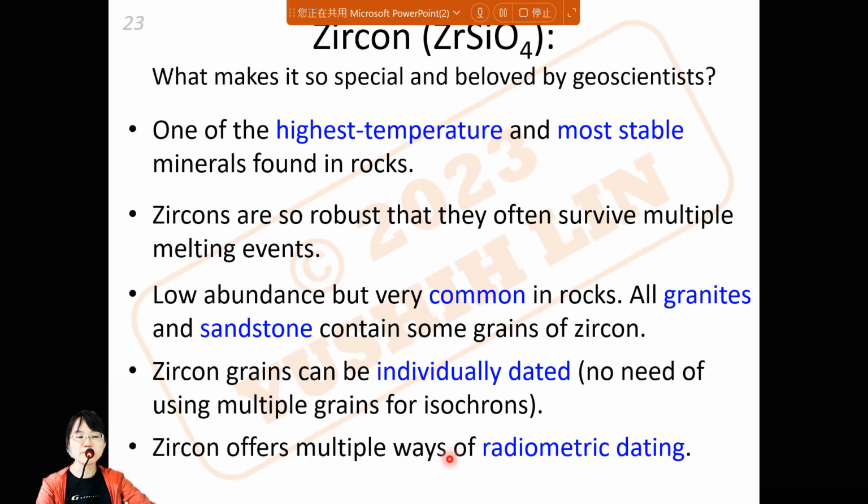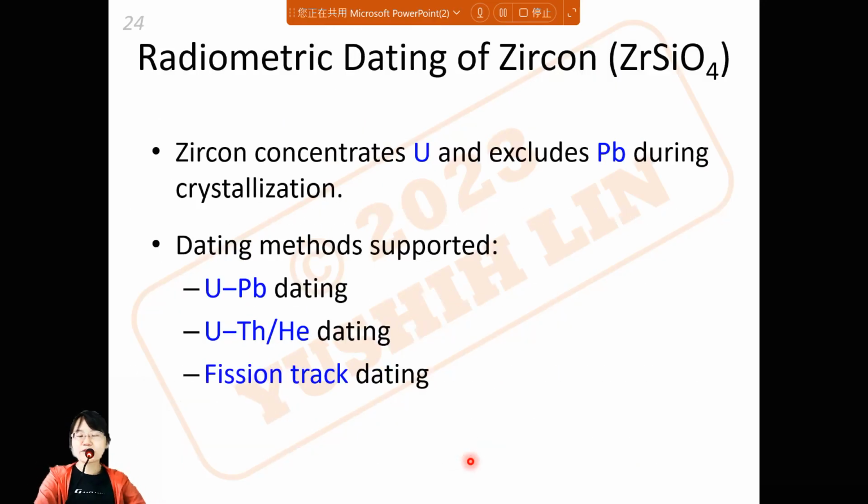Zircon offers multiple ways of radiometric dating. Another good thing about zircon when we want to use it for radioactive dating is zircon concentrates uranium and excludes lead during crystallization.